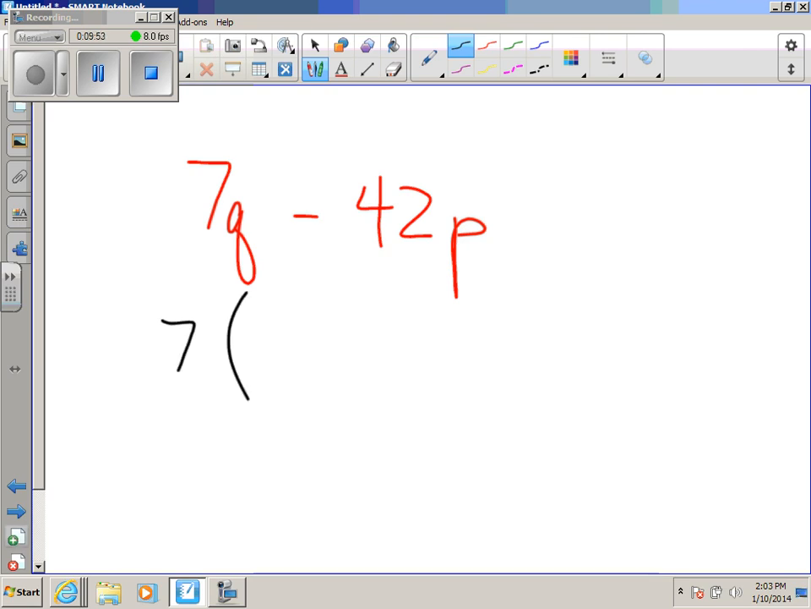Now, what do I need to multiply the 7 by to get a positive 7q? Just q. Here, what do I need to multiply the 7 by to get a negative 42p? Negative 6p. Okay. Good? I'm just thrilled. Full of excitement.